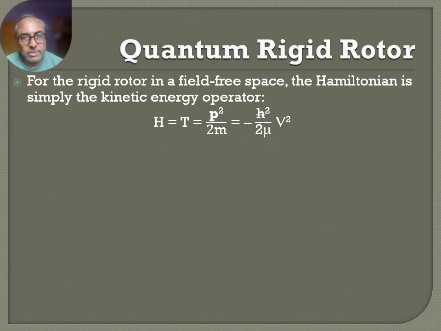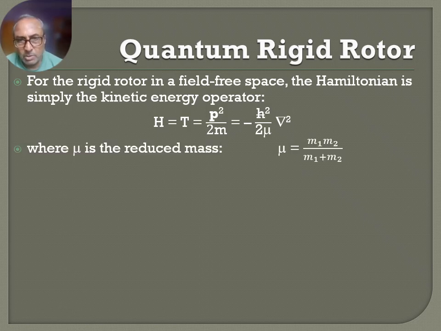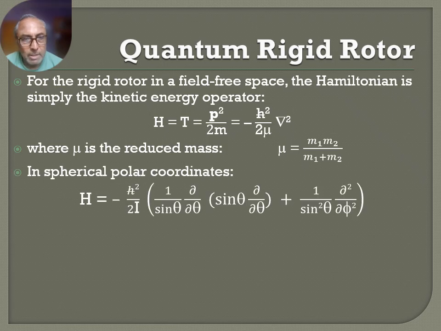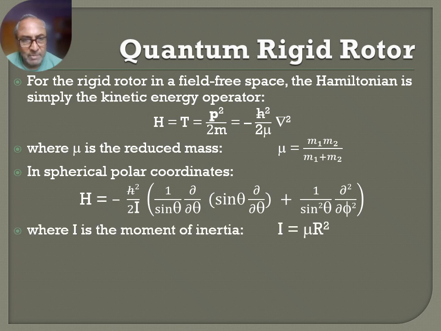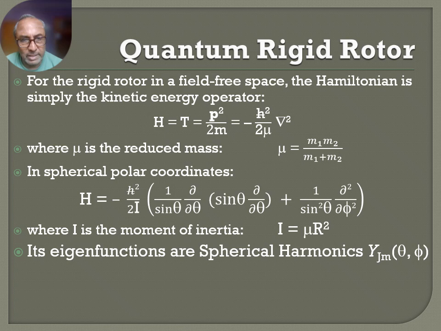For the quantum rigid rotor in field-free space, the Hamiltonian is simply the kinetic energy operator, that is H equals minus h cross squared by 2 mu del squared. In spherical polar coordinates, this takes the form H equals minus h cross squared by 2I into 1 upon sine theta del del theta of sine theta del del theta plus 1 upon sine squared theta del squared by del phi squared, where I is the moment of inertia, I equals mu r squared.